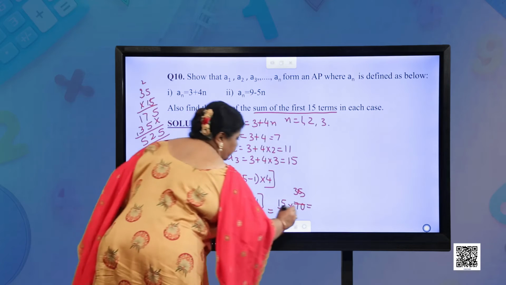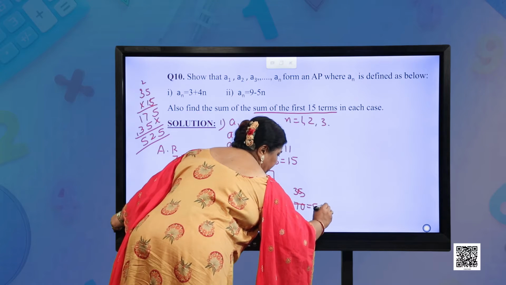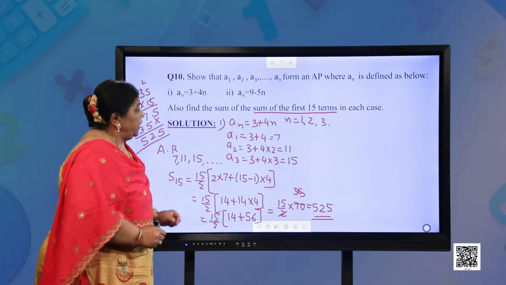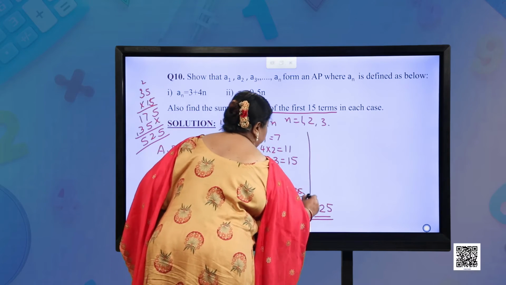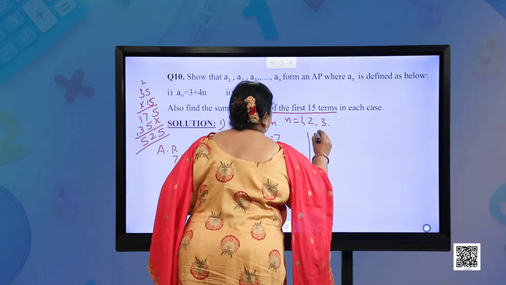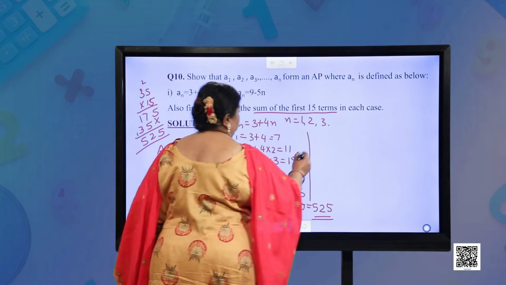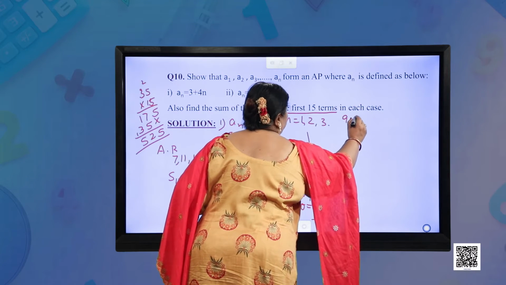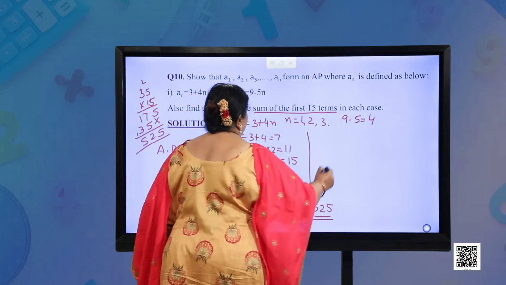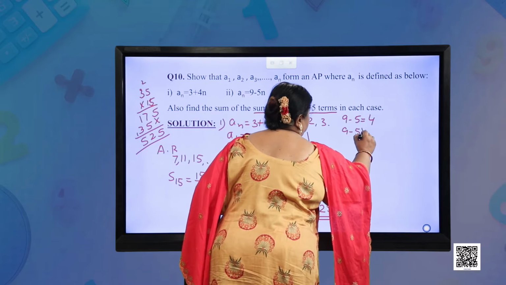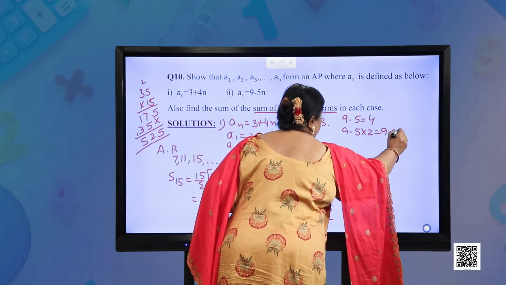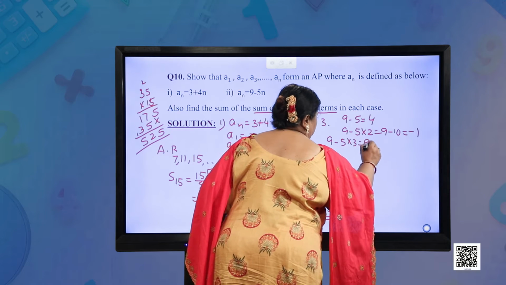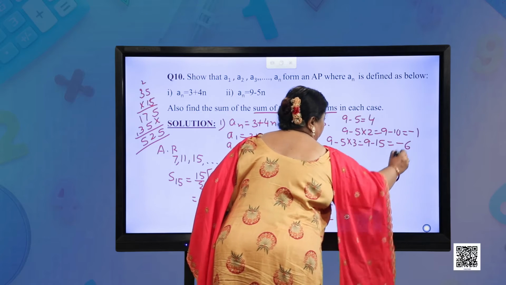Yes, we get 525 as the sum of the first 15 terms of this AP. Is it clear? Now, let us see the second part. Likewise, I can calculate the terms of the AP by substituting the value of n as 1, 2, 3. So, what is 9 minus 5? It is 4, and 9 minus 5 into 2, 9 minus 10 is minus 1, 9 minus 5 into 3, 9 minus 15 is minus 6.